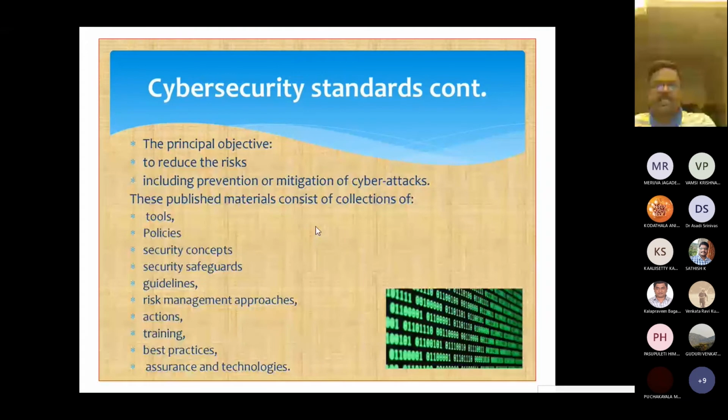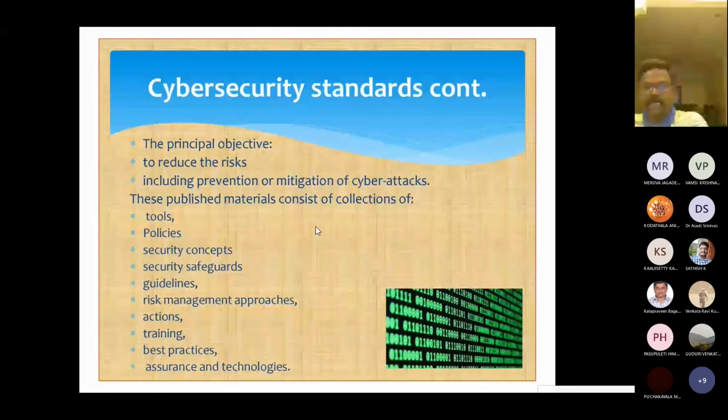Cyber security standards. What are the cyber security standards? The principal objective is to reduce the risks. It includes prevention or mitigation of cyber attacks. These published materials consist of a collection of tools, policies, rules and regulations, security concepts, security safeguards, guidelines, risk management approaches, actions, training, best practices, assurance and technologies. So you need to follow the security standards.